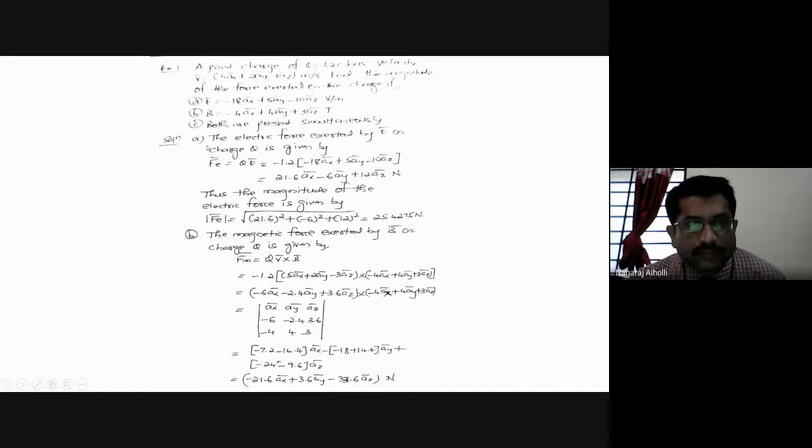The first part of the solution: the electric force exerted by E bar on charge Q is given by F is equal to Q into E. That is the electric force, Fe, or the force due to electrostatics. Fe is Q into E bar. Q is minus 1.2 coulomb into E bar, which is minus 18ax bar plus 5ay bar minus 10az bar. Multiply this and tell me how much you are getting. So this will be 21.6 ax bar minus 6 ay bar plus 12 az bar Newton.